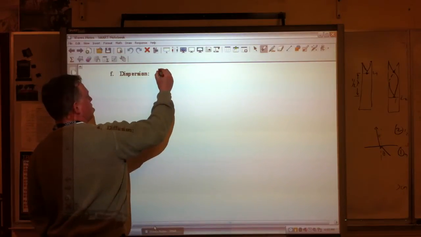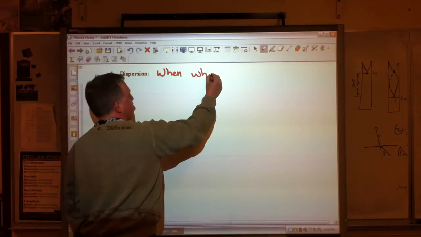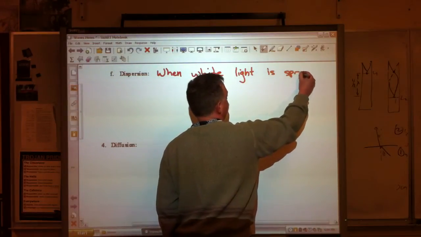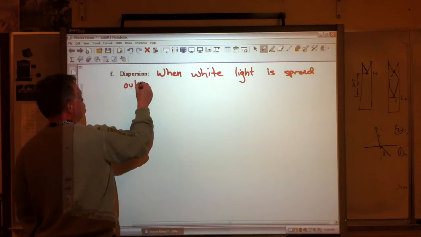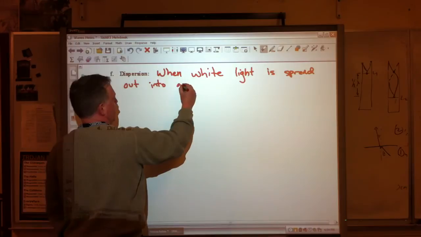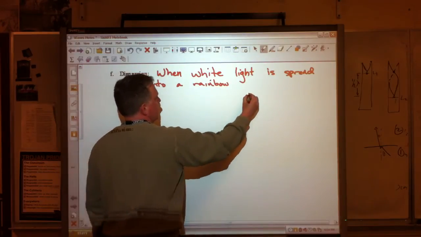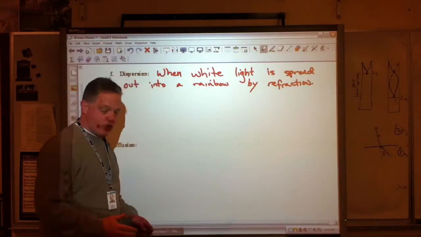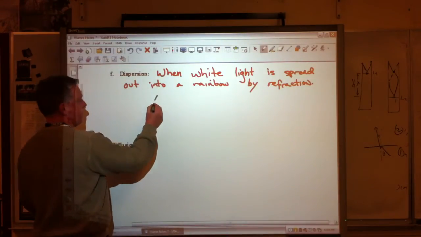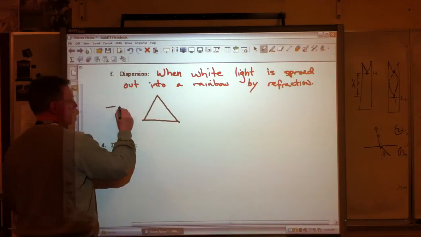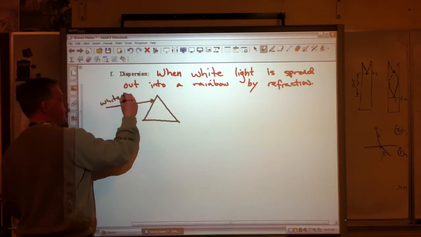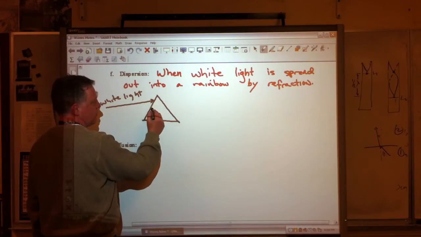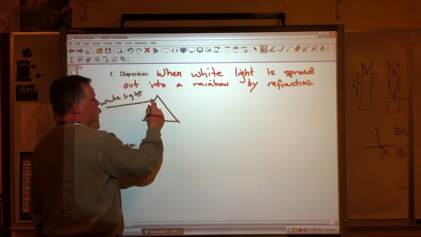So dispersion is when white light is spread out into a rainbow by refraction. And I think pretty much all of us have seen something like this. If I have a prism and I have white light, white light is a mixture of all the colors coming to the prism. It's going to hit this surface, and then it's going to refract because it's changing from air into glass, and it's going to bend.